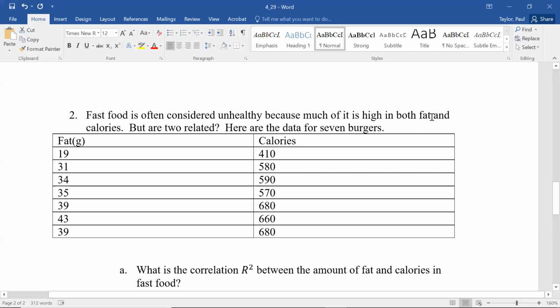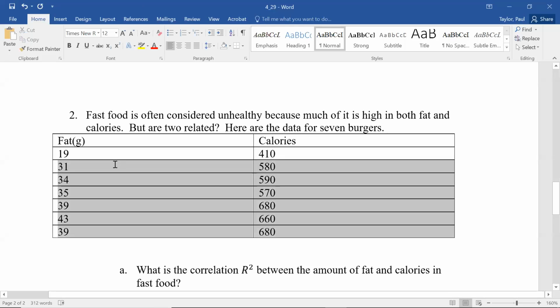Okay, so our second linear regression example for today is fast foods are often considered unhealthy because they are high in both fat and calories, but are the two related? So here's data for 7 burgers. We have their fat content and their calorie content here.